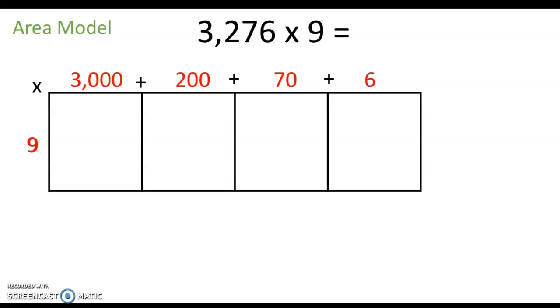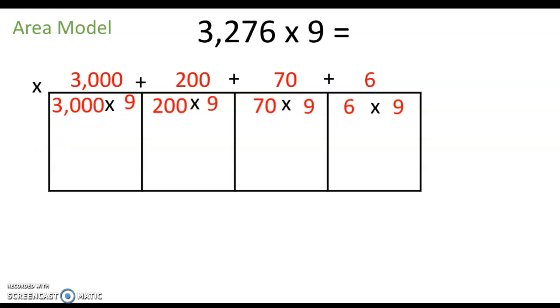We know area is length times width, so we're going to take our numbers down. And we're going to take our 9 over into each box. And we are going to multiply those numbers. We will start in the first box.